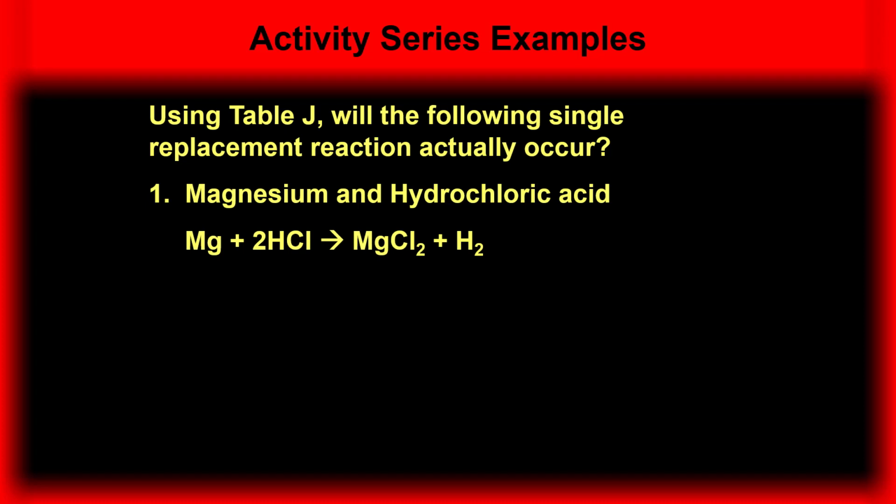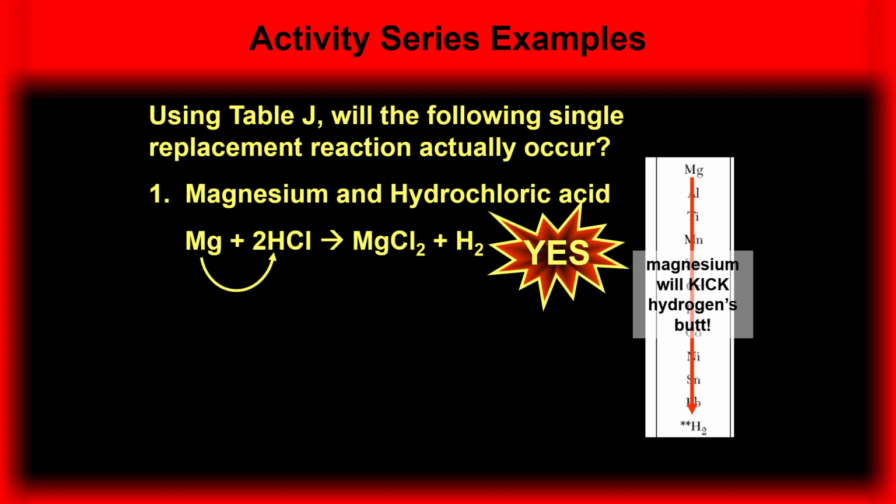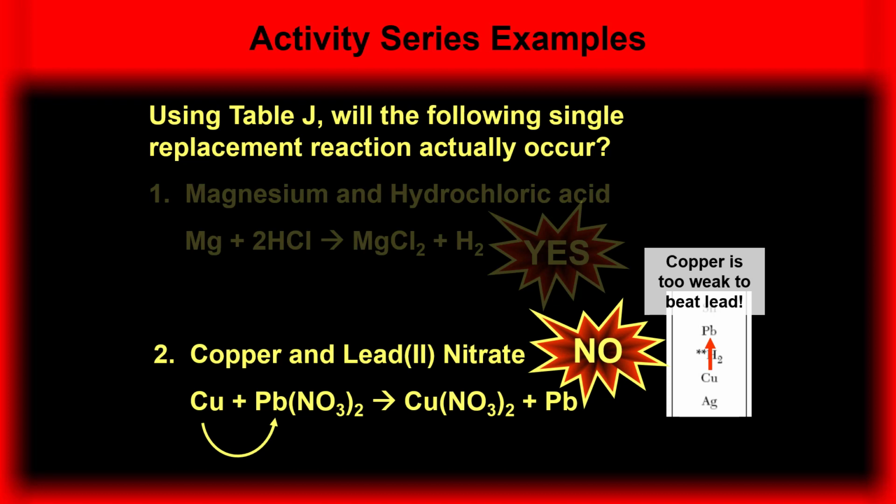Think it will? Okay, so let's take a look and see where Mg is on this table. If we look at Mg, we see it's right there, and it's higher than H2, and it will kick it out. So yes, this does occur. Okay, let's look at another example. Will copper kick lead out of lead nitrate? We need to know what lead is. Lead is kind of a strange symbol. It's Pb. So if we look at that, you can see that Pb is higher than copper, and so it will continue to stay with the nitrate, and this reaction does not occur.